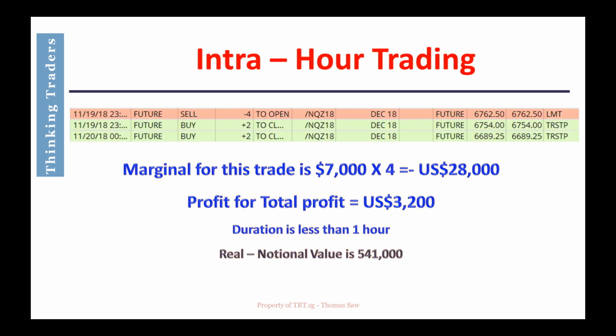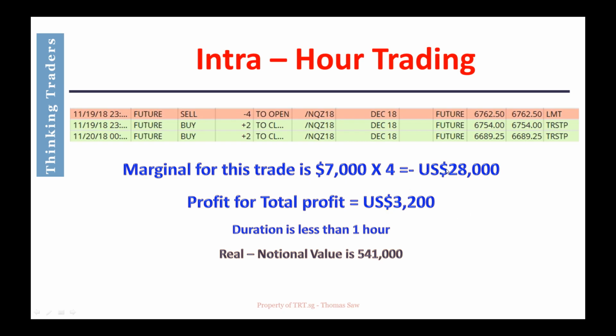Here's another one. This one is NQ. Let me explain to you why I traded. This is an intra-hour trade. Look carefully, this is a margin trade. Each contract is Nasdaq 100. Need $7,000 to do. So I shorted 4 contracts of this. At 11 o'clock, I took profit. By 12 o'clock, I took profit all back. I made $3,200.